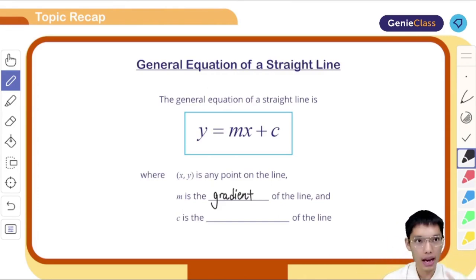Okay, so that's where we have m, the gradient, and c is my y-intercept. Knowing this, you will identify your straight lines better.